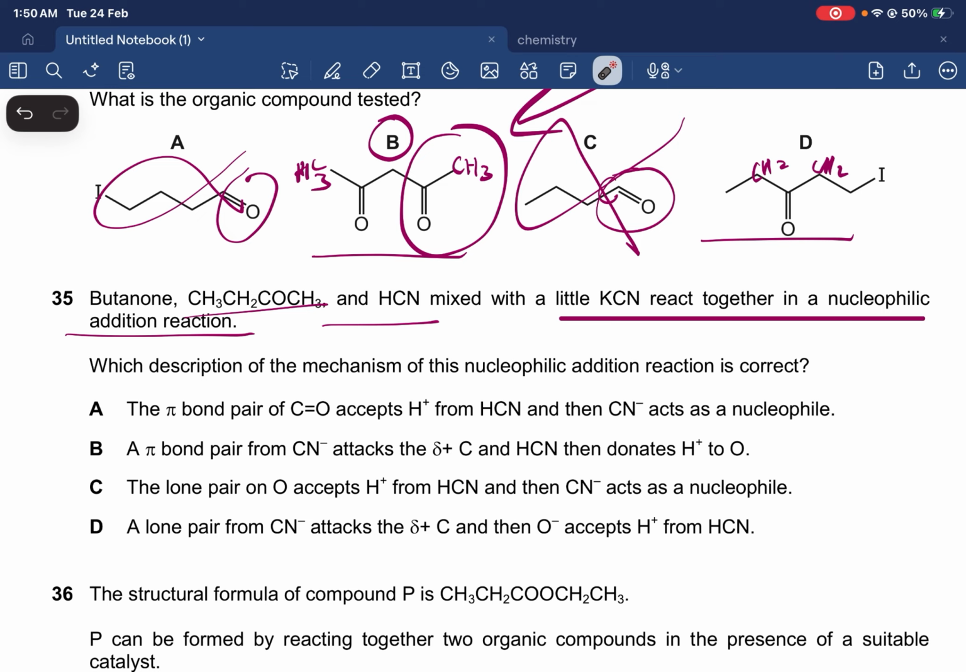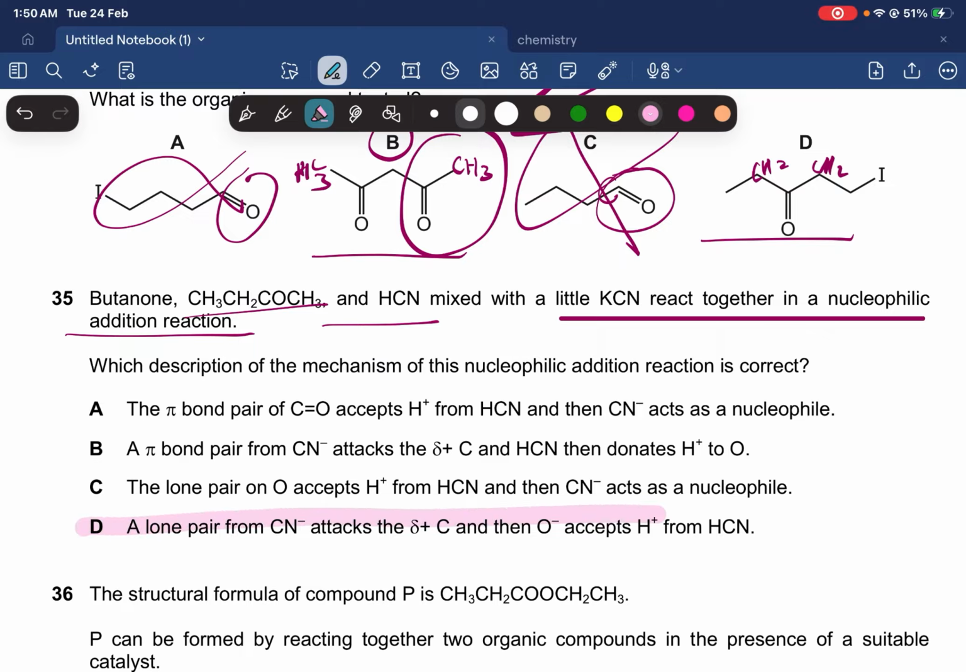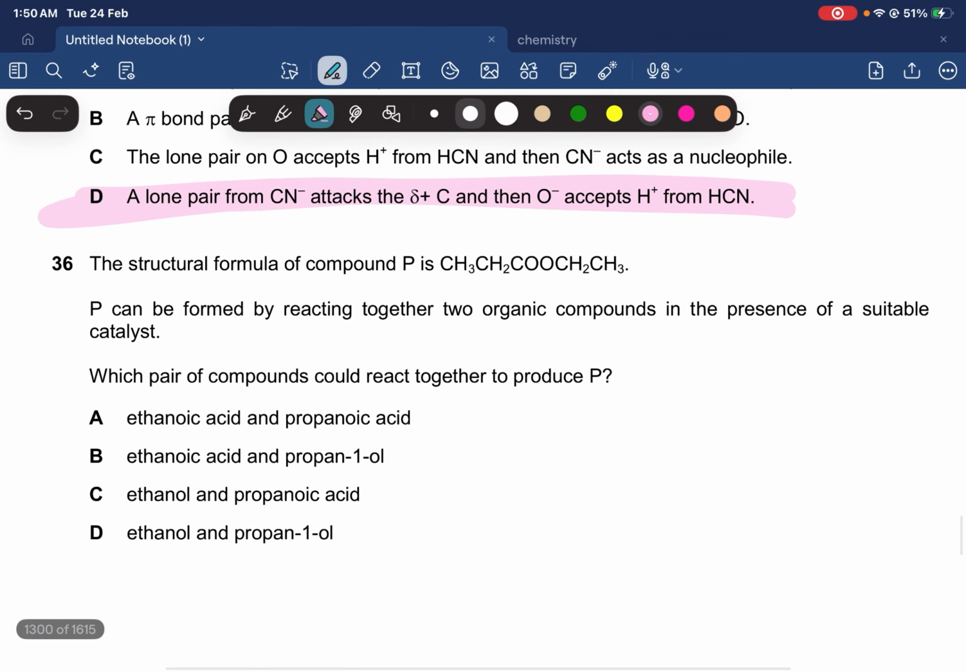That's how my concepts are clear. I don't know the marking scheme, I promise I don't know. I'm just doing it by my concepts. A lone pair from CN negative attacks the partial positive carbon, correct, then O negative accepts H plus from HCN. That's the mechanism. When you know mechanisms, you know what's going to be the answer, what happens first.